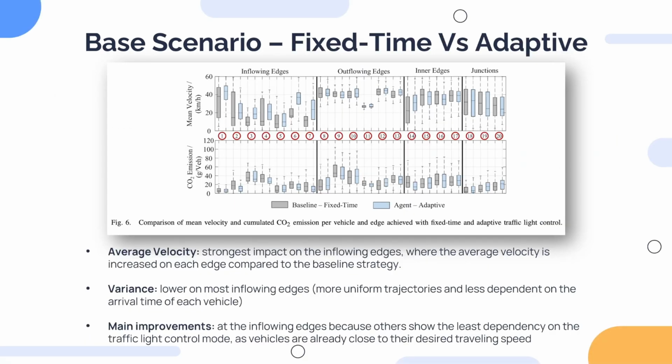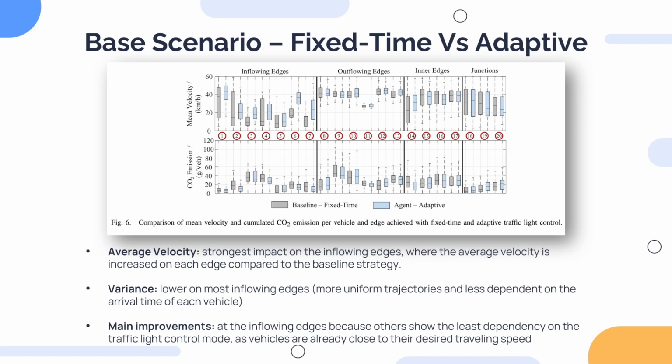The next figure is a comparison of fixed time traffic light control and adaptive traffic light control. We can see that from the mean velocity, the adaptive traffic light control has the strongest impact on inflowing edges compared to the baseline. The variance is also much lower on most inflowing edges, as we can see that the blue boxes are shorter than the gray boxes for the mean velocity for inflowing edges. This indicates more uniform trajectories and less dependency on arrival time of each individual vehicle.